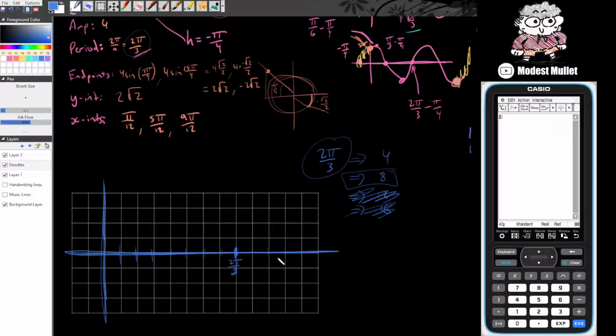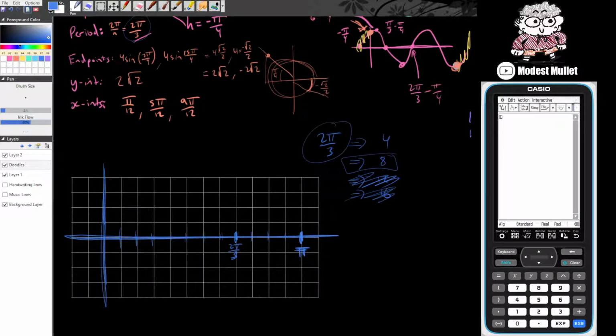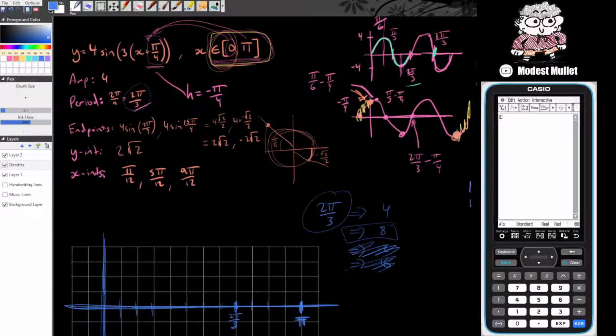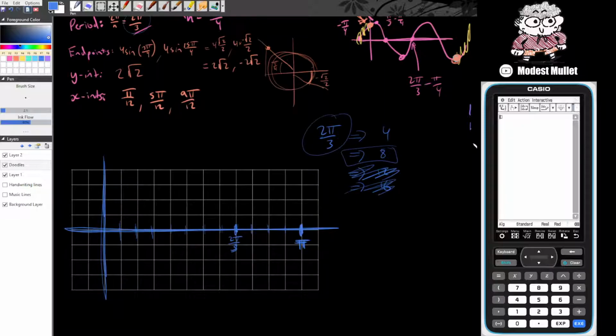We're also going to go out another 4 grid lines to get us to pi. So 1, 2, 3, 4. So there is pi. So that's how we can use our period and our domain to come up with what we're going to set our grid lines. Okay, so let's fill in a little bit more info. That's going to be pi on 3.